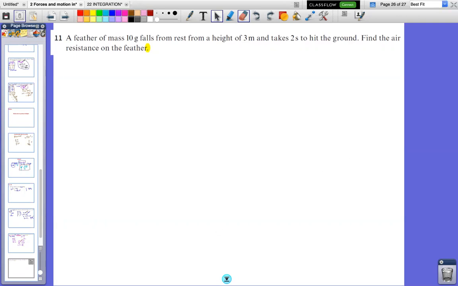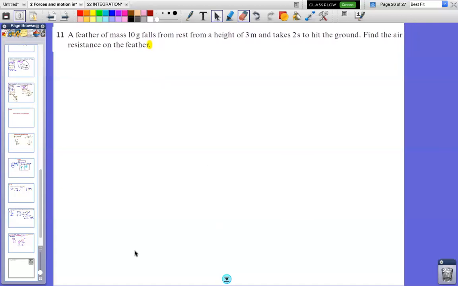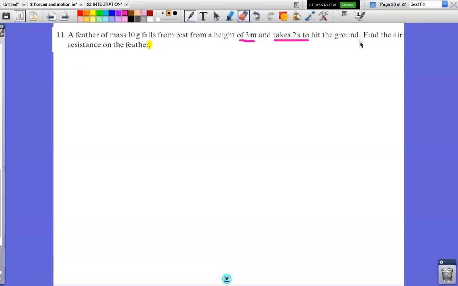Now you must be finding mechanics not so hard, right? You guys were saying it's very hard, but now you see that there are just some basic things you need to know, and then you can extend them. A feather of mass 10 grams falls from rest from a height of 3 meters and takes 2 seconds to hit the ground. This is what we were talking about. You're asked to find the air resistance on the feather.